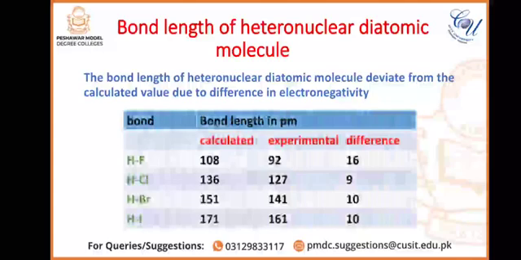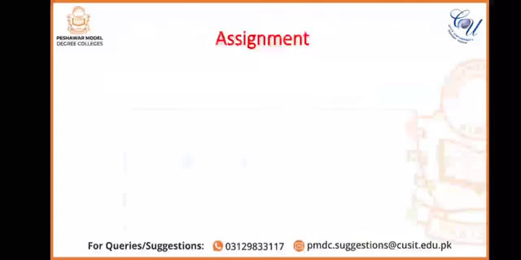From the table, you can see that for hydrogen halides, the experimental values are smaller than calculated ones. If you look at the difference between calculated and experimental values, then you can observe that the difference is greatest for hydrogen fluoride due to higher difference in electronegativity, because we know that fluorine is the most electronegative atom. I hope you understand this topic.